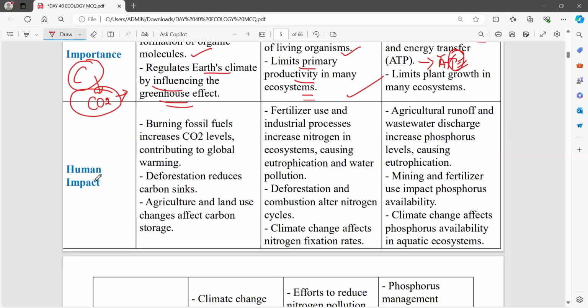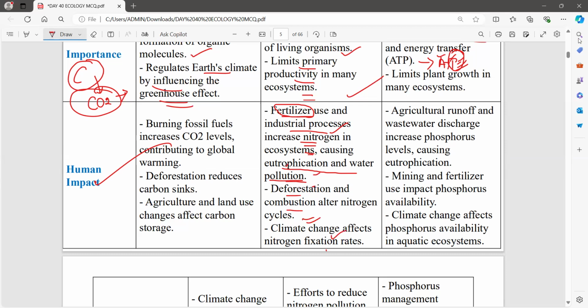Now what are the human impacts? Once again, the same thing, the greenhouse effect. And here, fertilizer use and industrial processes increase the nitrogen in the ecosystem. This causes eutrophication and water pollution. There will be the use of fertilizer and as a result, the nitrogen content in the environment will be higher. And this causes eutrophication and water pollution. Also deforestation and combustion alter the level of nitrogen and impact the nitrogen cycle. Now climate change affects the nitrogen fixation rates.